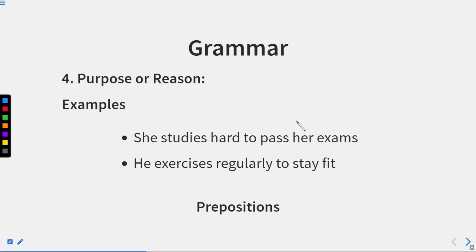Purpose or reason. Now we also use to show the purpose or the reason. She studies hard for what? To pass her exams. So to pass is the purpose of her studying hard. He exercises regularly. Why? For what? To stay fit. So this is the purpose that is being shown over here. He exercises regularly. For what? To stay healthy, to stay fit. This is the purpose. So we can show the purpose or the reason with the preposition to. Now let us move to the next one.